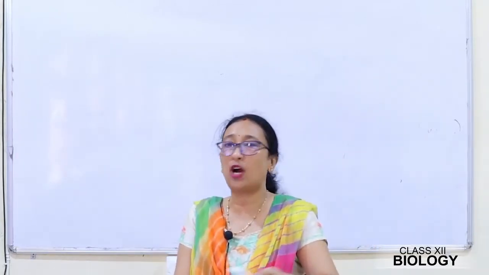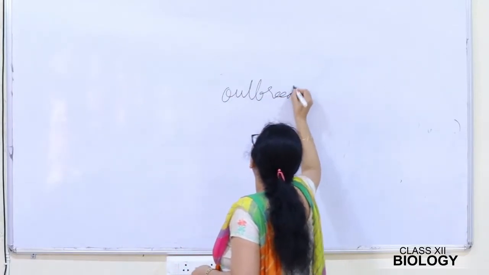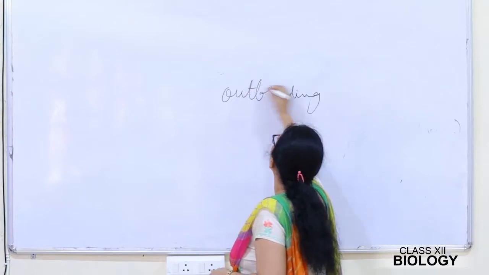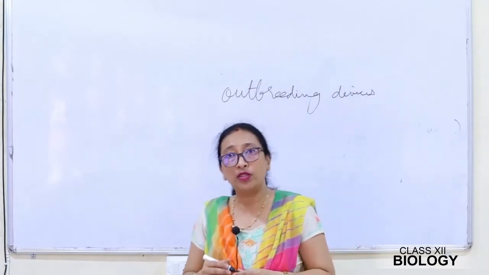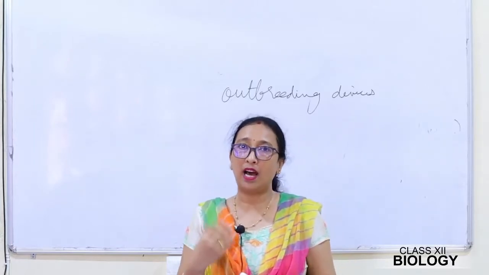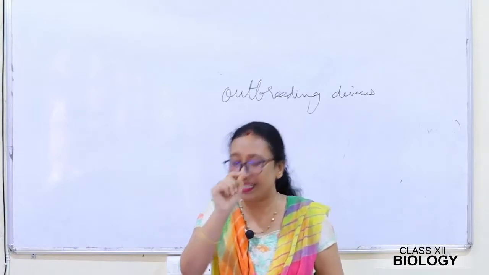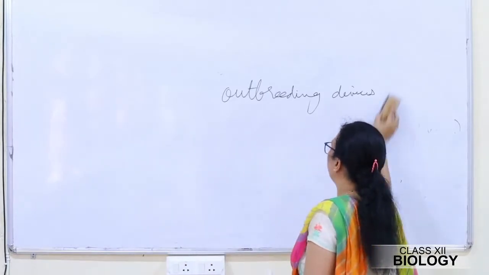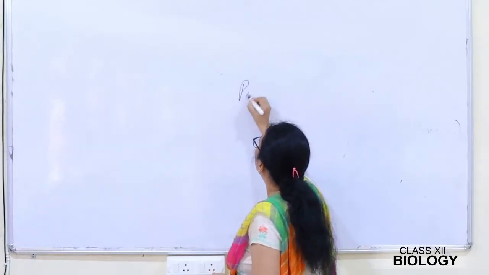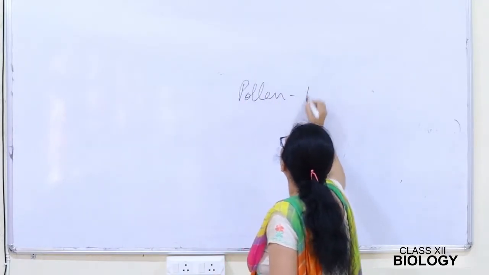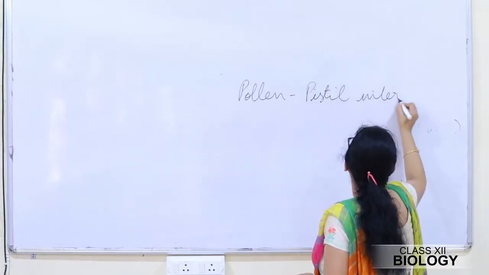What were the various outbreeding devices? That has been dealt with, how the plant itself does not allow for self-pollination to take place. One such example is the pollen-pistil interaction.